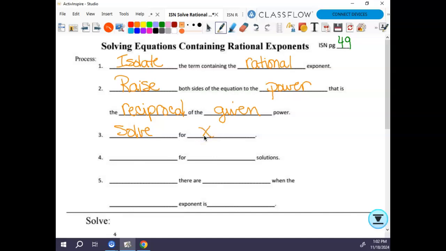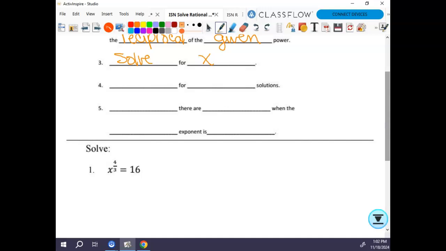Then, like we have to do in some equations, but not all, but this is one where we do have to do this, we have to check for extraneous solutions. So we solve for x, then we check for extraneous solutions. This is an important one that we can't forget. And then this one's important as well. It starts with beware.